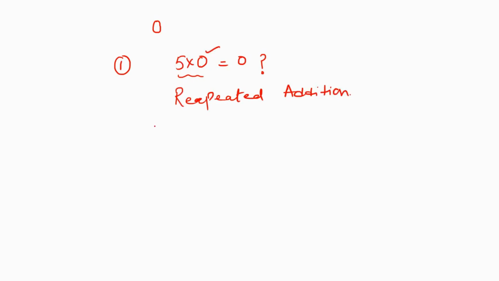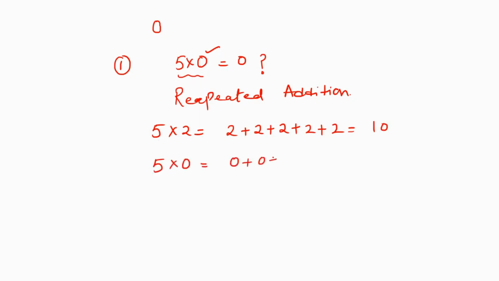Repeating addition. If you have 5 multiplied with 2, it means 5 times 2. It means we are adding 2 5 times. Right? If I add 2 5 times, I'm getting 10. Okay, like this, if I multiply 5 with 0, it means I'm adding 0 5 times. So if I add 0 5 times, 0 plus 0 is 0, again 0, again 0, 0, 0. So the answer will be 0. That's why if you multiply any number with 0, we are getting 0. Okay, so that is the first thing. We just understood why anything multiplied with 0 is 0.